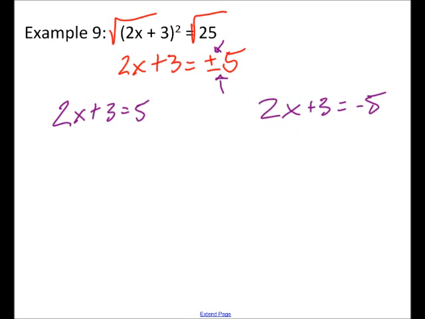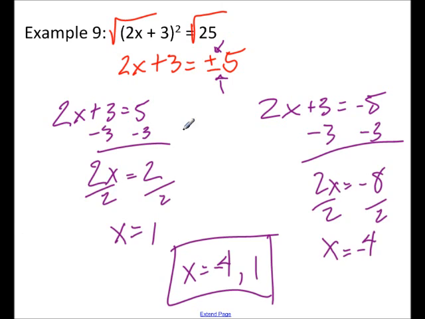Alright, I'm going to solve these out real fast. Bam! That's how quick I am. So, doing the exact same steps here. Subtract 3 gives me 2. Divide by 2 gives me 1. Over here, the only difference is when I subtract 3, this is a negative, so it makes a bigger negative. Still got the same cancel, cancel, and this gives me a negative 4 here. So there's my two different answers.